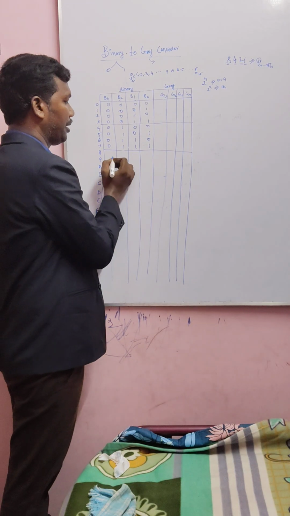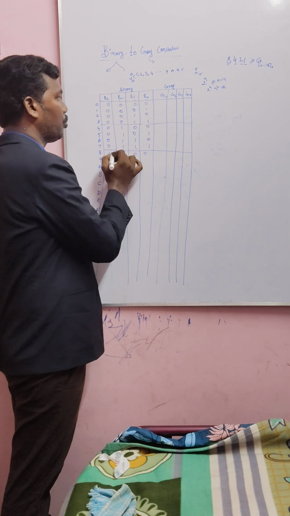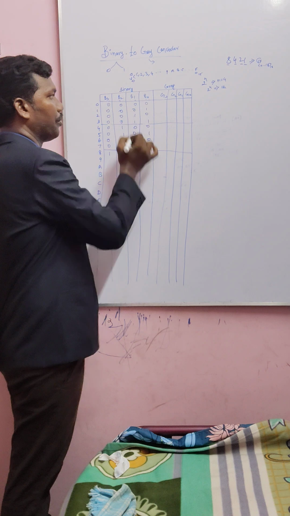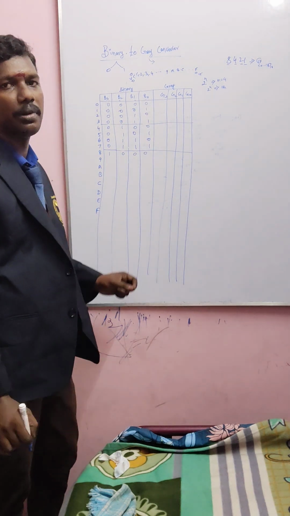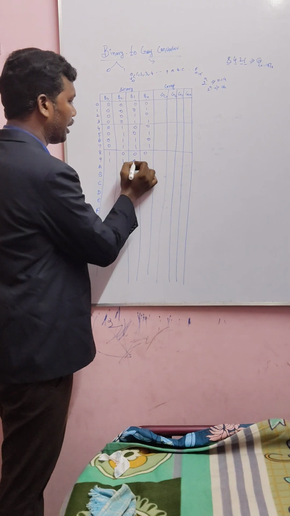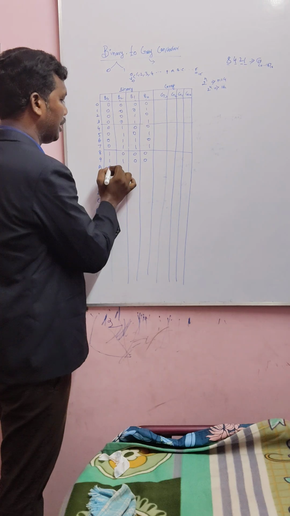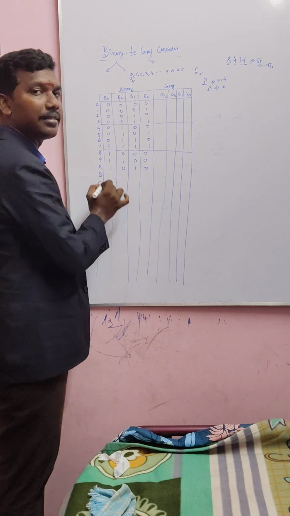So up to 7, and for 8, I'm starting with 1, 0, 0, 0. It means 1 into 8 plus 0 into 4 plus 0 into 2 plus 0 into 1. So finally 8 plus 0 plus 0 plus 0 is equal to 8, right? Then 8 plus 1 is 9. 8 plus 2 is equal to 10, which in hexadecimal is A.